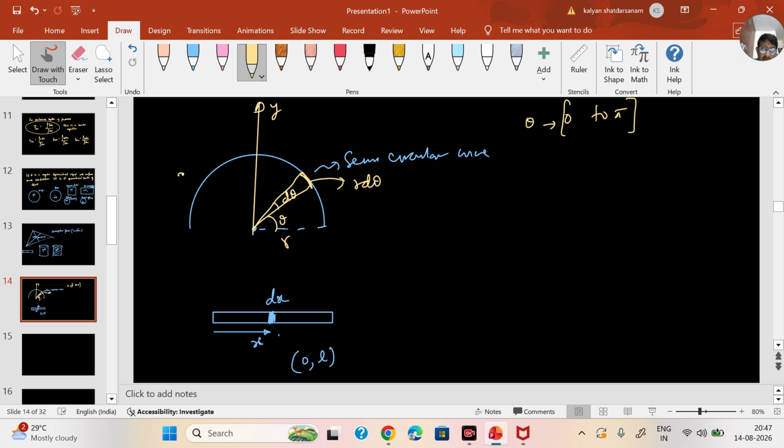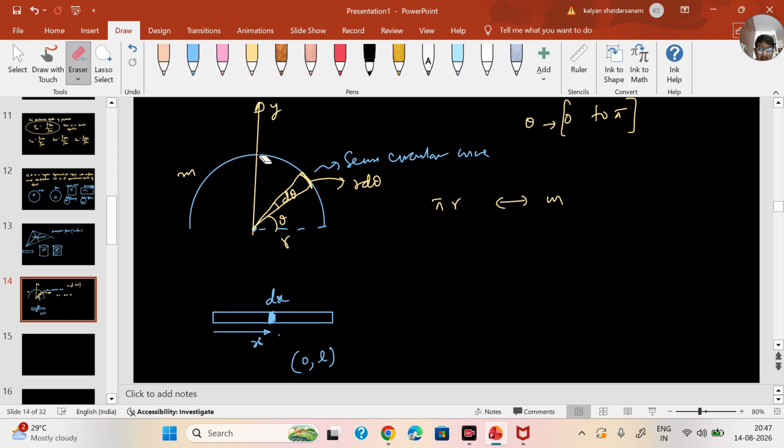Okay. And let us say the total mass of the semicircular wire is m. So what is mass of element? Total length of the semicircular wire is pi r. It's got mass m. Then what will be the length of this small portion, the element whose length is r d theta? How is the length r d theta? Radius into angle subtended gives you arc length, right?